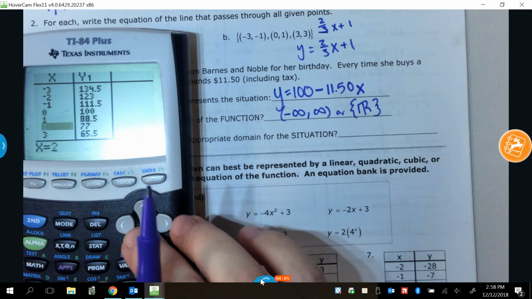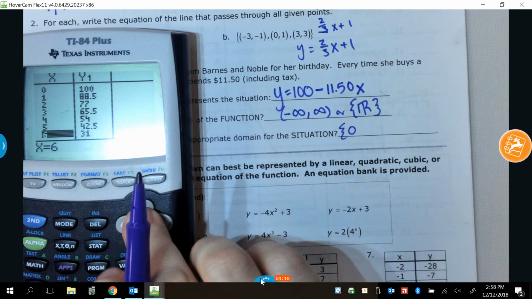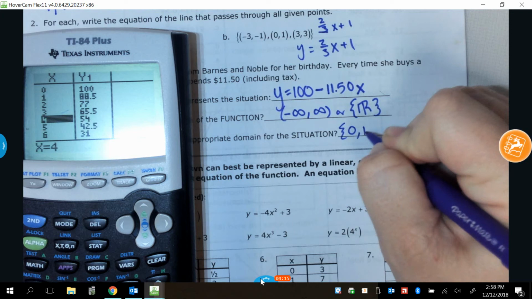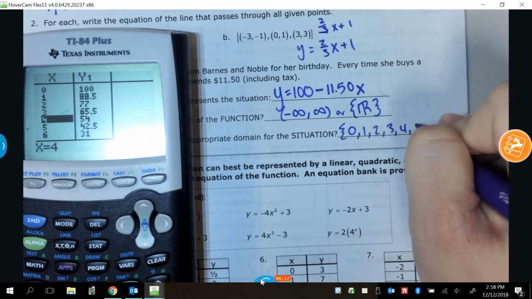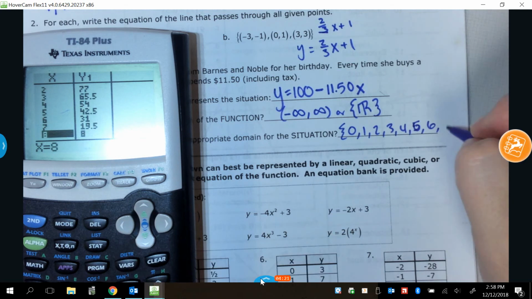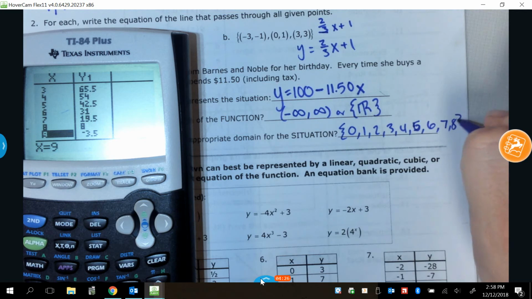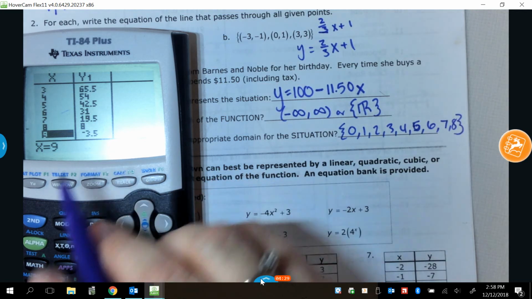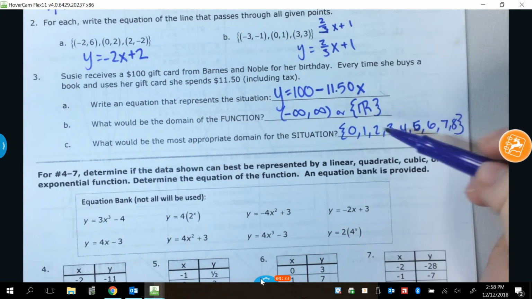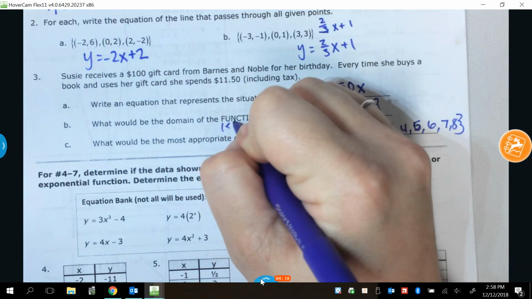So if you start at 0, can you buy 0 books? Yes. Okay, so you can buy 0 books. Can you buy a half a book? No. So we can only buy whole numbers, so it's going to be a list. 1, 2, 3, 4, 5, 6. And if I keep going, I can buy 7, I can buy 8. But if you look, can I buy 9? No, because I would need 350 more, and I don't have that. Okay, so that is my domain of the situation. This is the difference between a situation and just the function, the equation. Okay, so the function means equation.